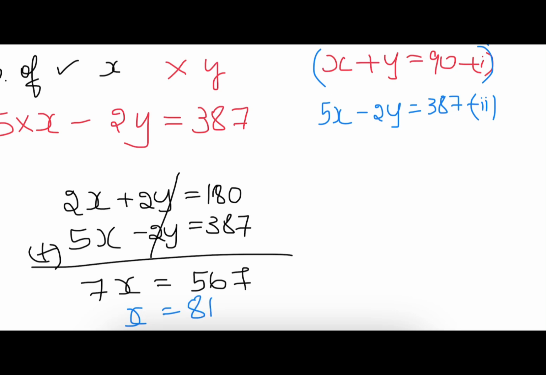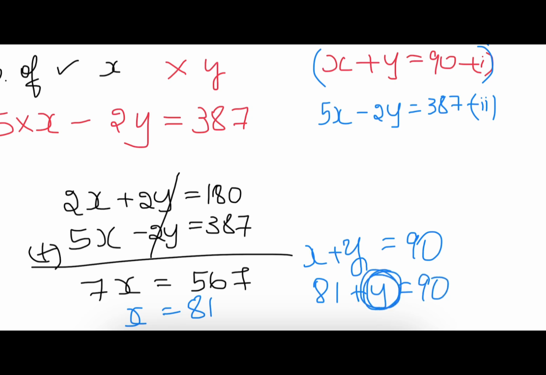So what is x? The number of correct questions, the number of questions that a person has marked correctly, right? Then what is y? Total number of questions is 90. So if x plus y is equal to 90, 81 plus y is equal to 90, therefore the number of incorrect questions is equal to 9. Therefore the number of incorrect questions a student has answered is equal to 9. So that is going to be the final answer.